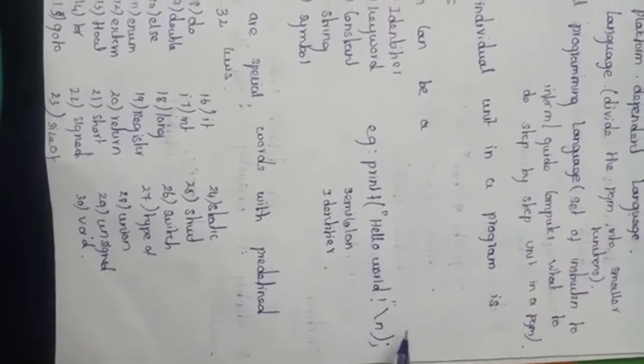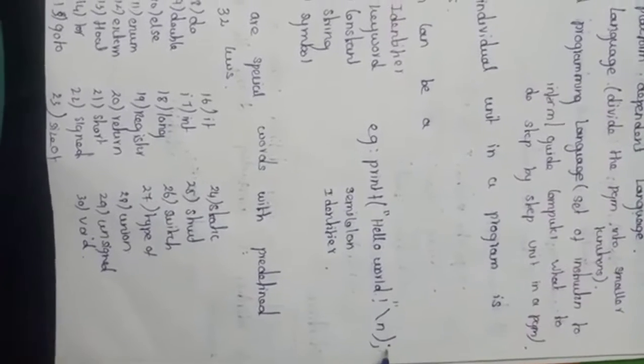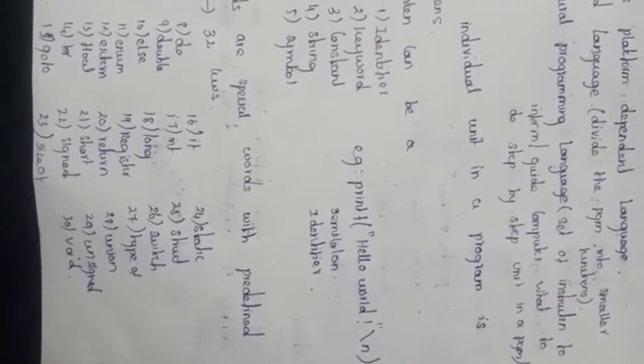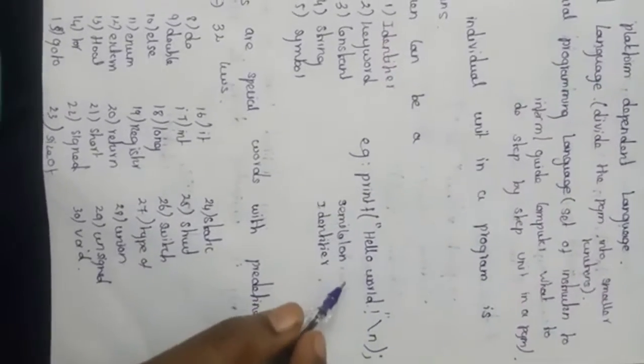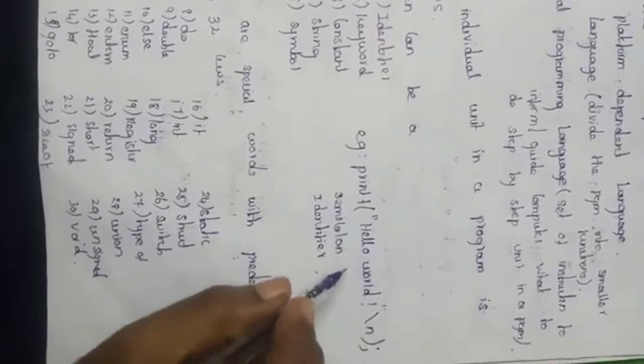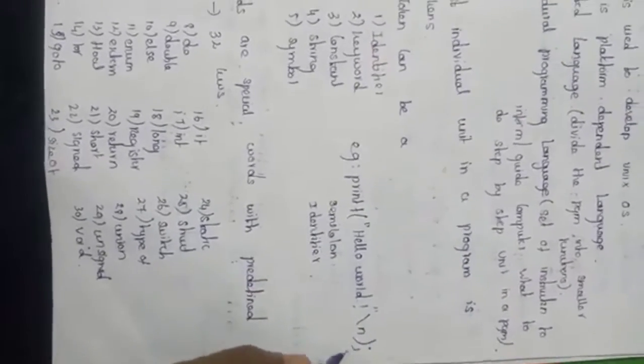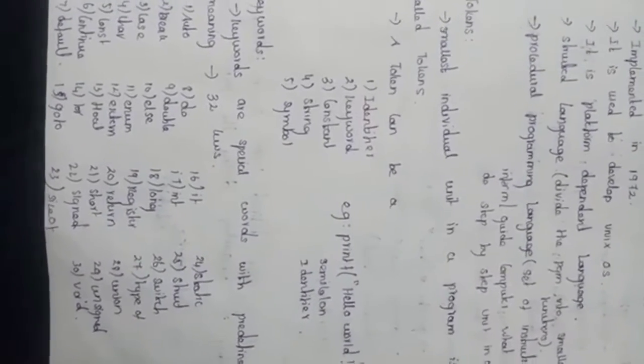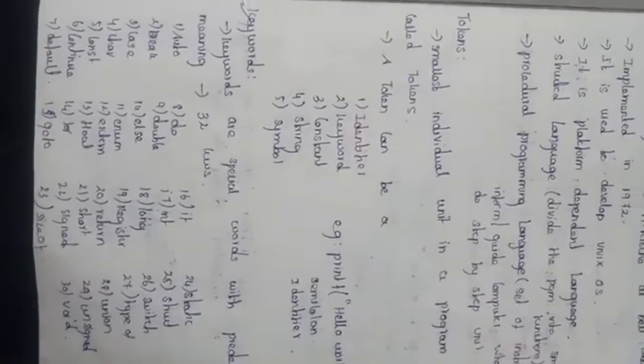For example, here we take printf hello world, and the bracket is closed with a semicolon. Here the hello world is a token. The semicolon is also a token. Like this, every smallest individual unit in a program is called a token.